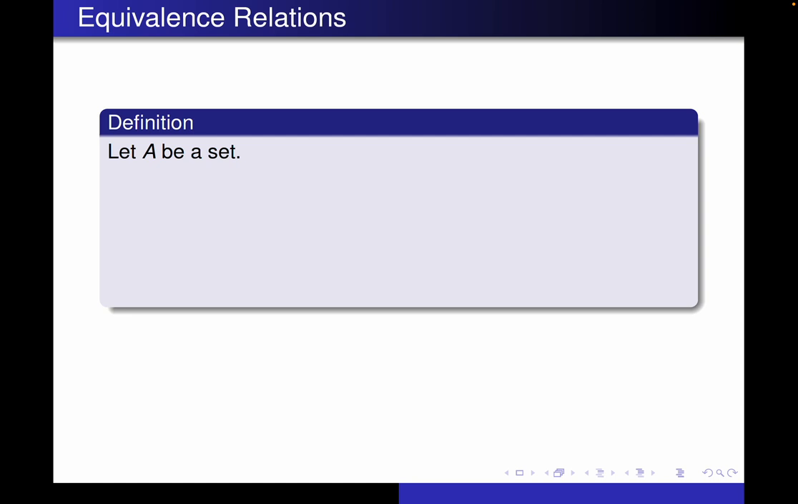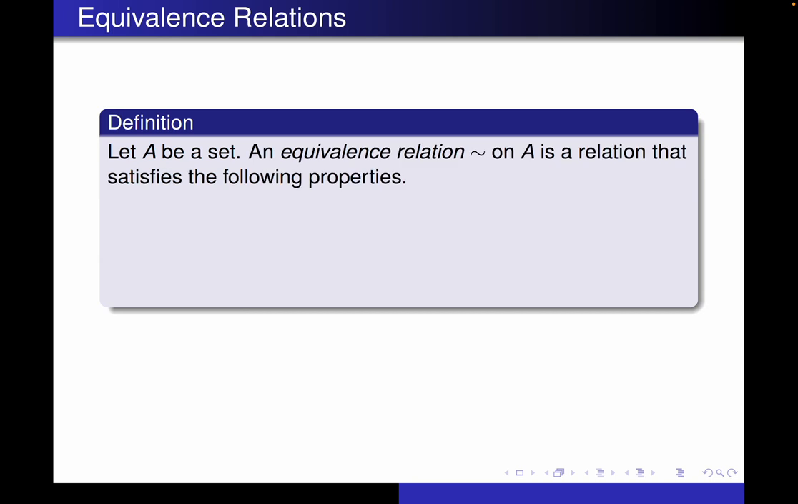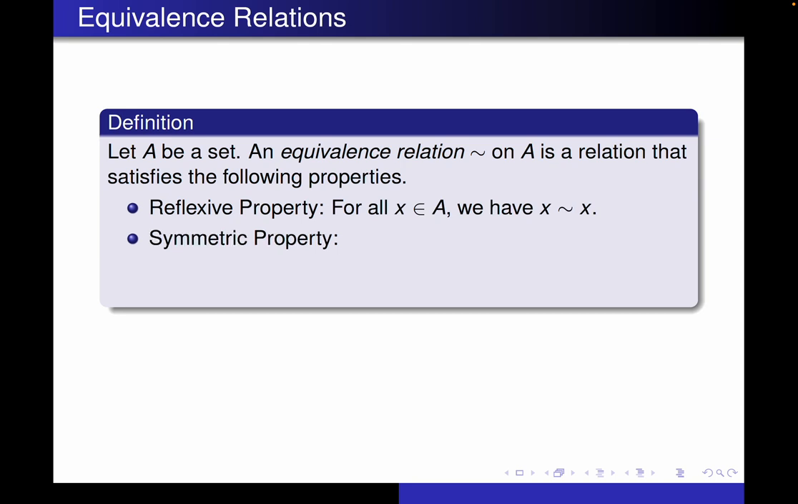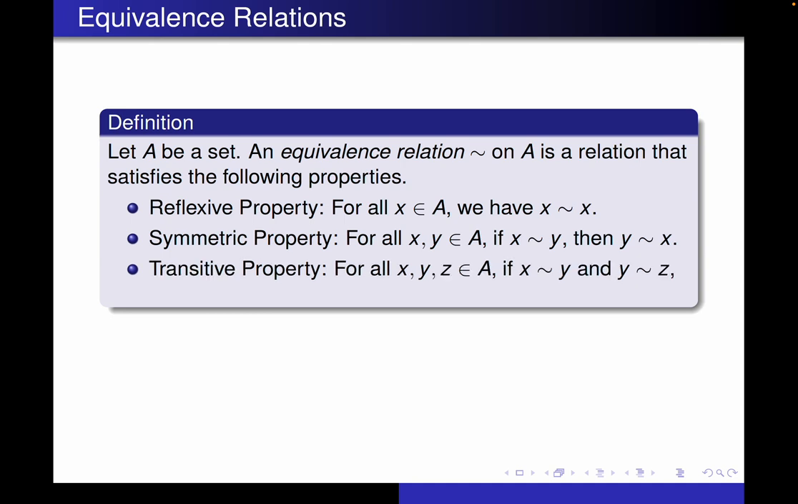So let me define equivalence relation for you in case you've forgotten. It might have been a little while since you've thought about those things. An equivalence relation on a set A is a relation that satisfies the following three properties. First of all, the reflexive property. That means for every x in the set A, we have x is related to x. The symmetric property says that every time we have two elements x and y in the set A, if x is related to y, then y is related to x. And then the transitive property says if you have three elements x, y, and z in A, and if x is related to y and y is related to z, then x is related to z. And that's an equivalence relation.